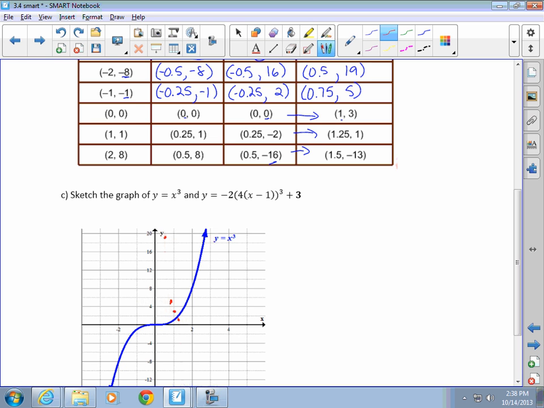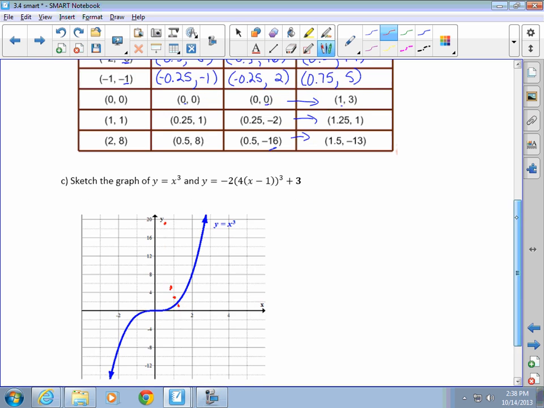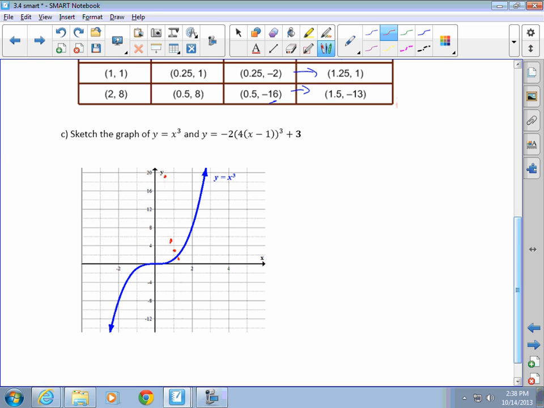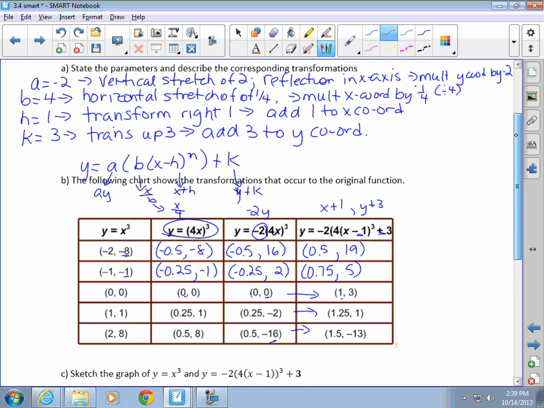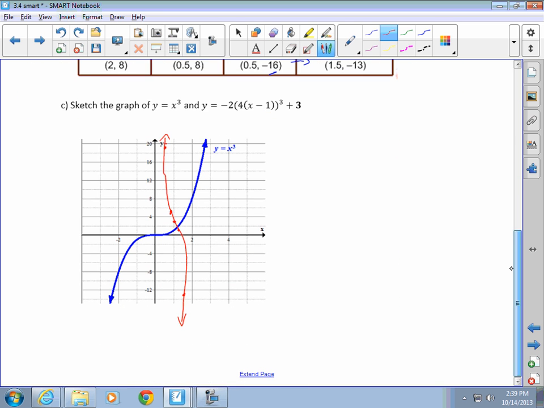One and a half and negative 13. So I just have to move this down. Here's negative 12, so negative 13 is going to be about there. So my graph is doing this. It's squished in a little bit because of that, my vertical stretch of 2, and then it's flipped.